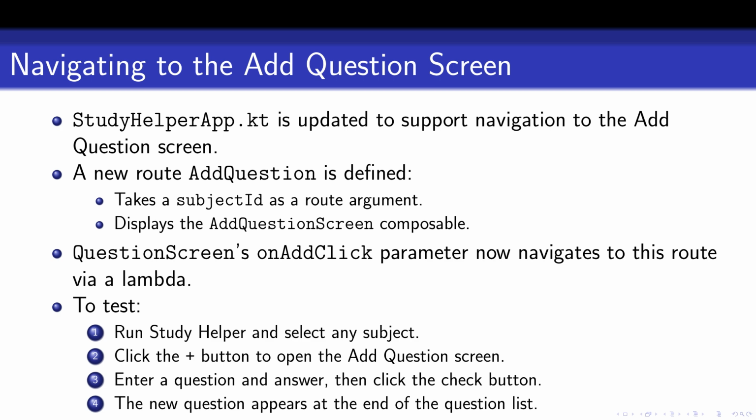StudyHelperApp.kt. A new route called AddQuestion is defined that includes a subject ID as an argument. This route links to the Add Question screen composable. When a user clicks the plus button in the question screen, it navigates to this route using a lambda. This lets users add questions directly from the subject's question list.